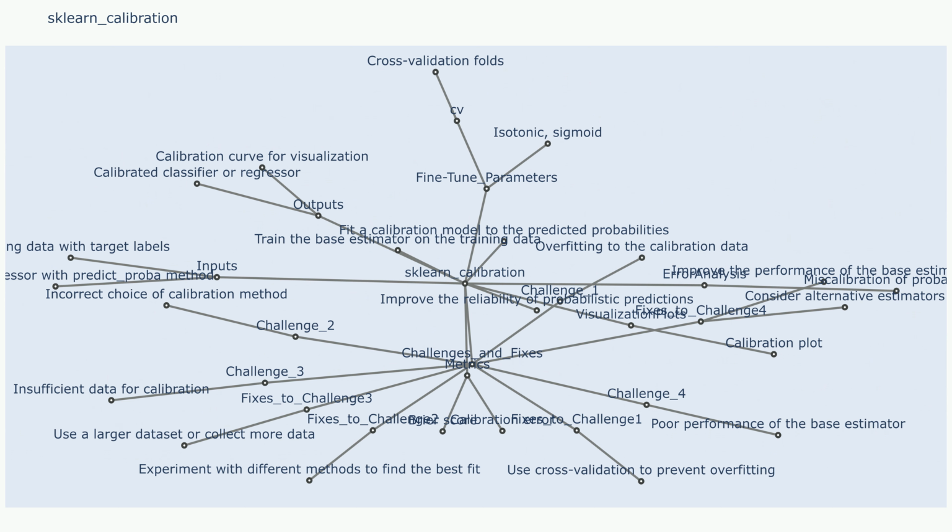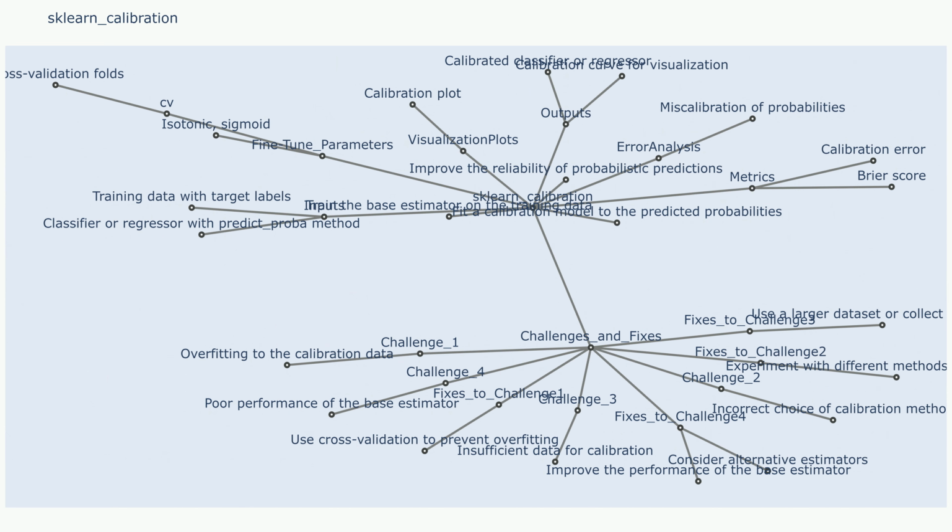Parameter 2. Regularization parameter in methods like isotonic regression. A regularization parameter controls the smoothness of the calibration function. Higher regularization values make the calibration function smoother, preventing overfitting to the calibration data but potentially sacrificing the accuracy of calibration.